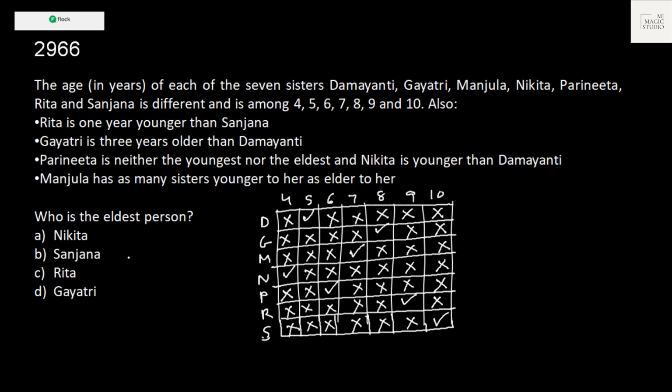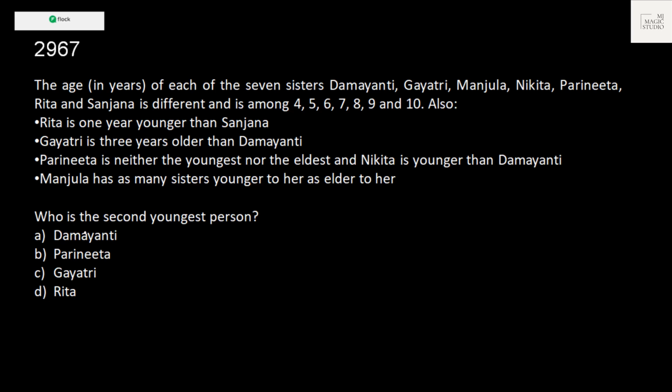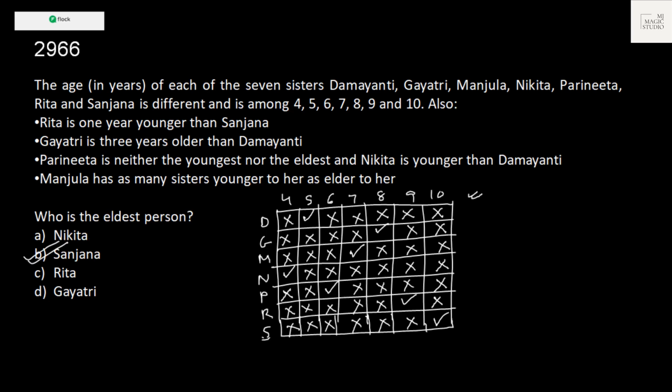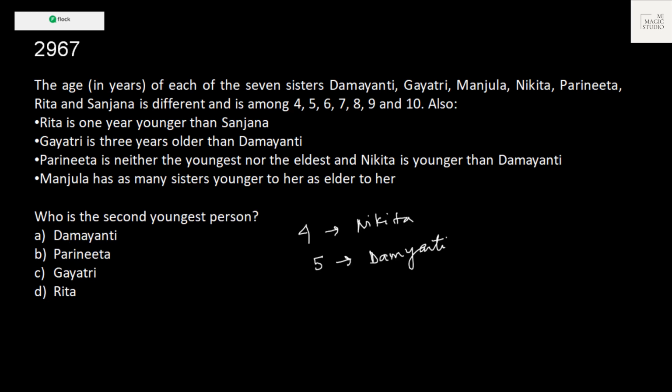Who is the eldest person? Eldest person is Sanjana. And please try to remember this because we have got one more question to follow. Who is the second youngest person? 4 years old was Nikita. Second youngest is 5 years old. That is Damayanti. We can check it from the previous one. Damayanti is 5 years old. So, second youngest person is Damayanti. That is option A.